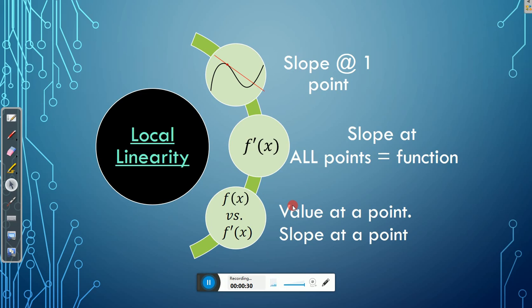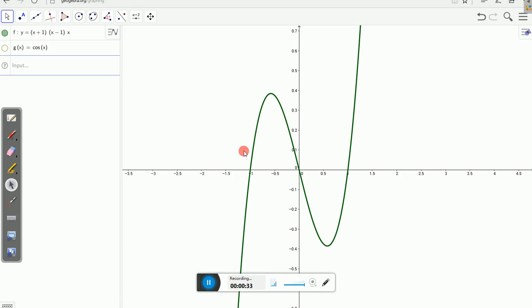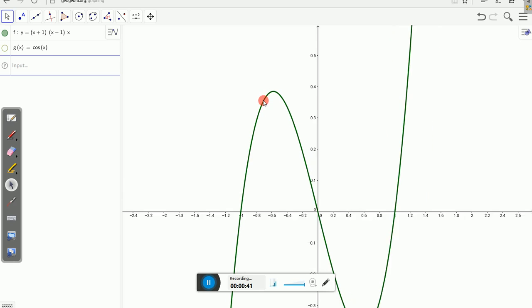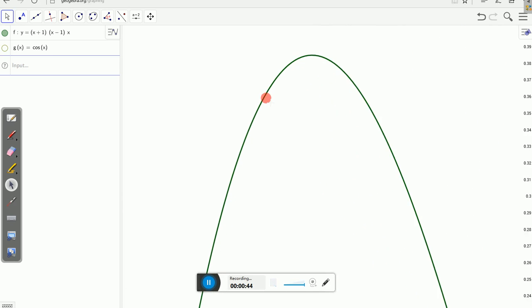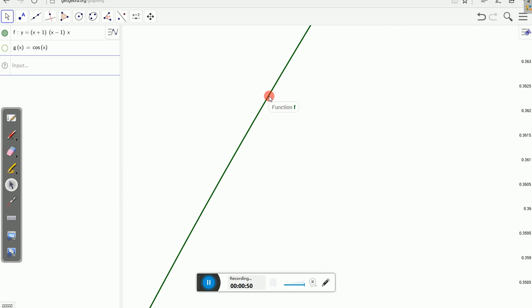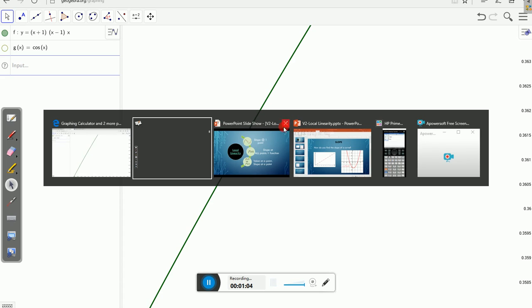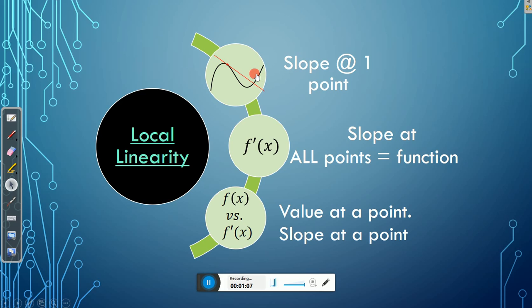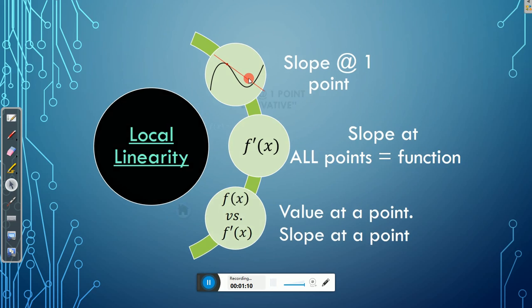All right, so first, again, local linearity is the idea that if you take a function and you zoom in, it will become a straight line, no matter how curvy it is. So if I take this function and I zoom into a really curvy part here, you can see that already we basically have a straight line. And because we have a straight line, we can find the slope of that linear line using the slope formula to approximate the slope at one point. So let's do that. Find the slope at one point.